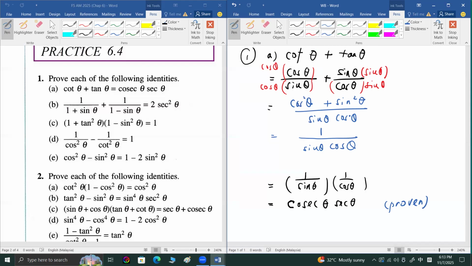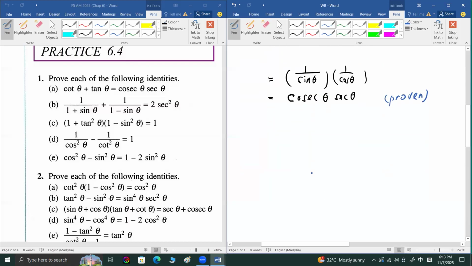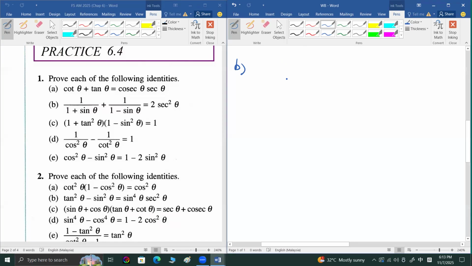I will show you all this first. Then later on only I'll let you try some, yeah? Okay, can follow so far? Done, yeah? Okay, now we go B. I look at B. See the left side also? I make it the left side.